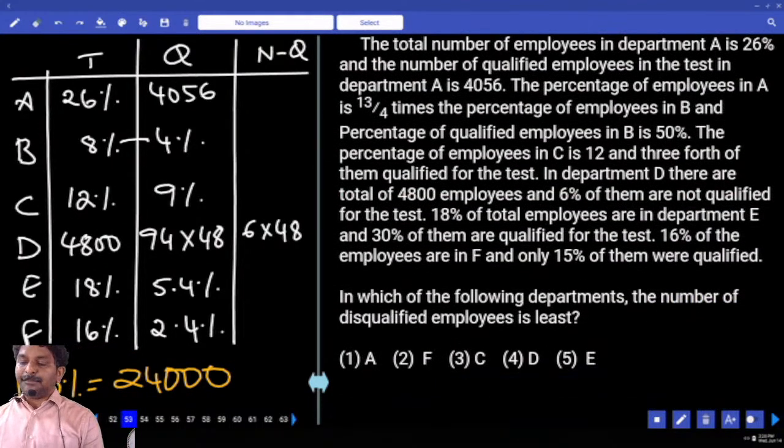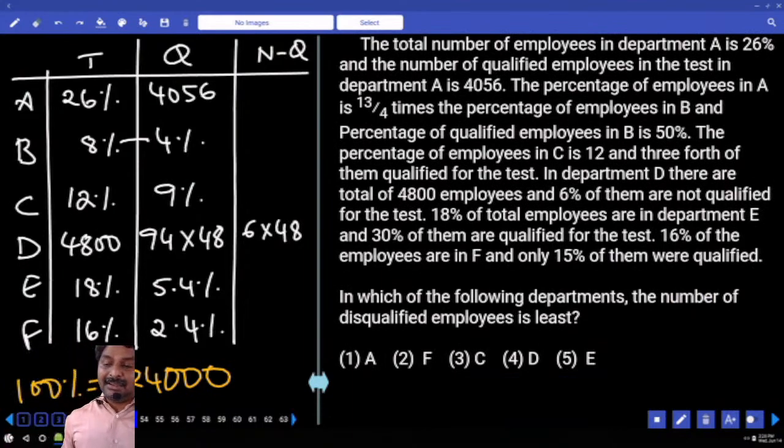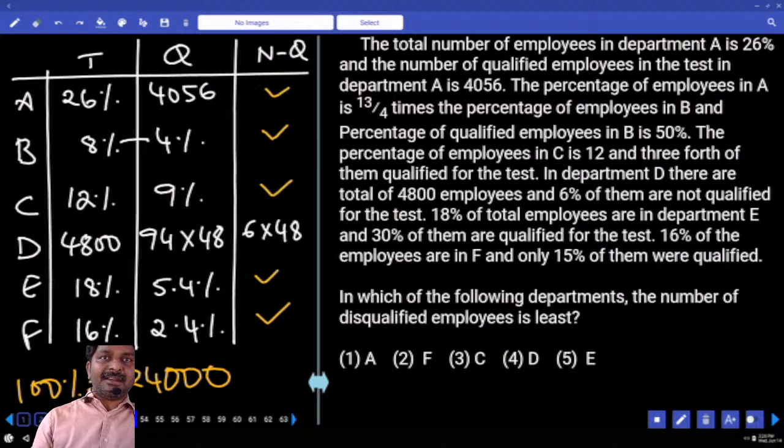In which of the following departments is the number of disqualified employees least? Okay, right. So many conversions are required. Five conversions are required. Is it worth doing?